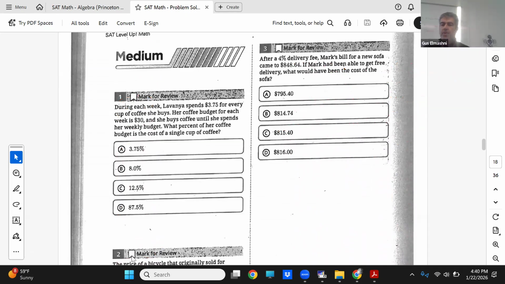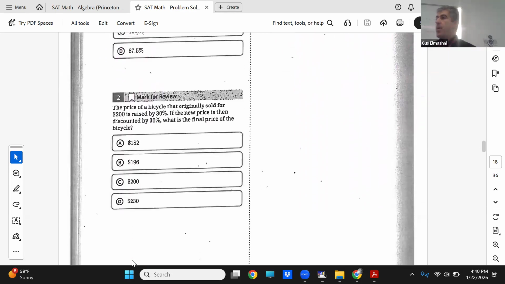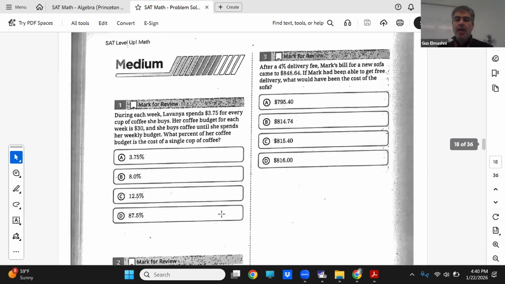So again, multiply 200 by 0.3 and add it on. After you do that, the new number is 260. Multiply that by 0.3 and then take it away, because we're discounting.